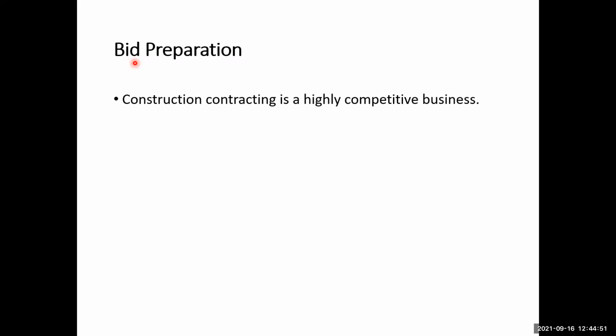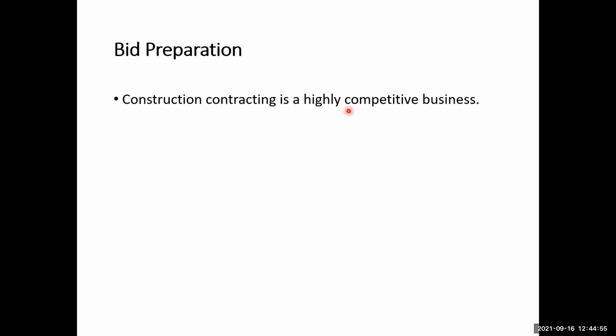In some other countries, maybe the countries which follow the UK system, they call this process the tendering process. So there is another term, tendering, but bidding is more of an American term, or it is used most frequently over here. So bidding and contract award: how the bid is prepared, what the bidding procedures are, and how the contract is awarded, that we are going to discuss over here. And then there will be a short discussion about subcontracts. Okay, so first let's look at bid preparation. Construction contracting is a highly competitive business.